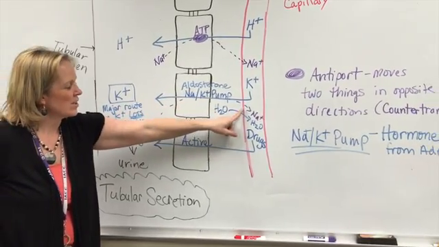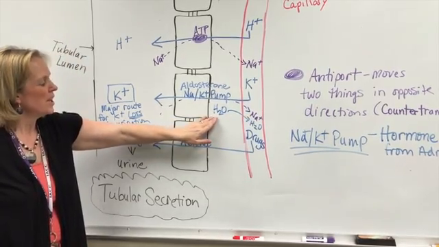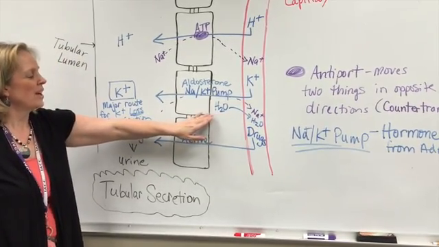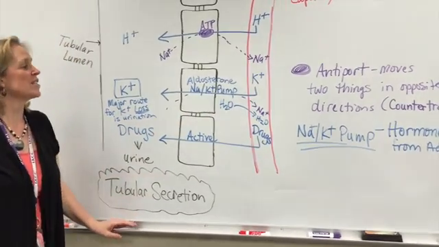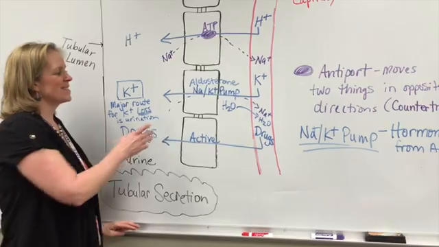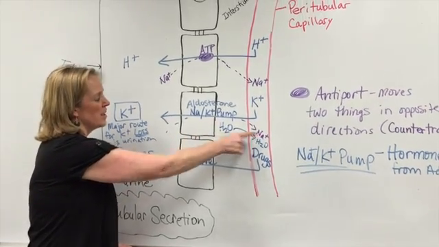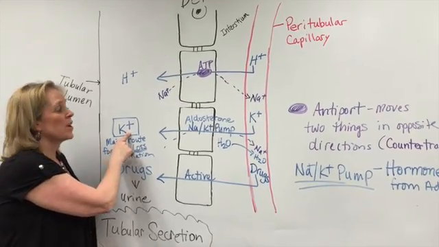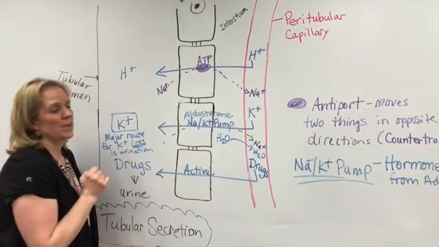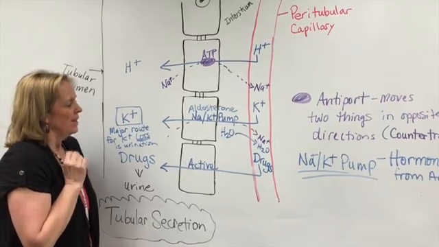As sodium gets absorbed into the bloodstream, there's this obligatory osmosis of water. Water moves into the blood as well. So the effect of aldosterone is not only to increase the amount of sodium reabsorbed and potassium secreted, but also to increase the amount of water reabsorbed indirectly.